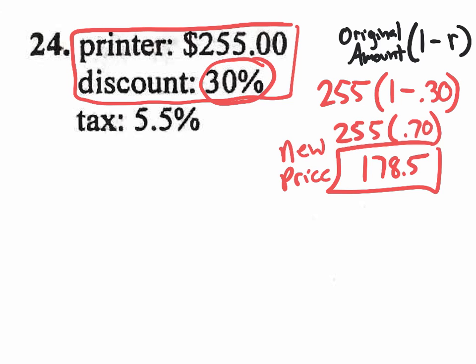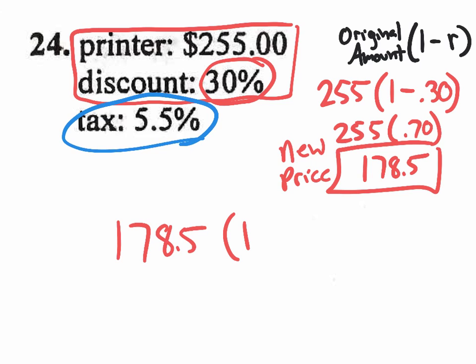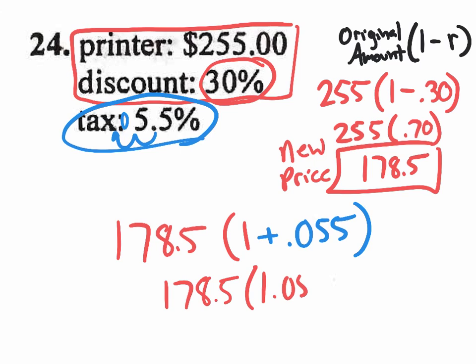Now you want to find taxes on that new price, so you're going to take that original 178.5 and multiply it by 1. Now taxes is going to cause an increase or decrease? Increase, so that's going to be a plus. And the percent, 5.5, written as a decimal, is going to be what? 0.055. So on the calculator, you're going to do 178.5 times 1.055. Let me do that. 178.5 times 1.055. Hit equal.